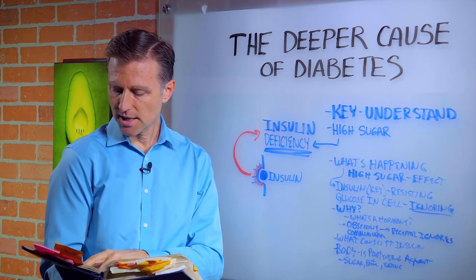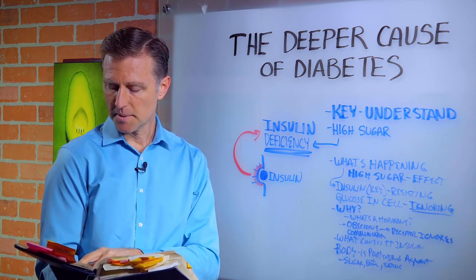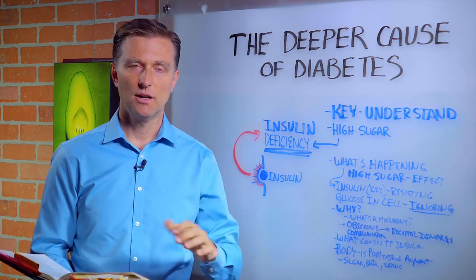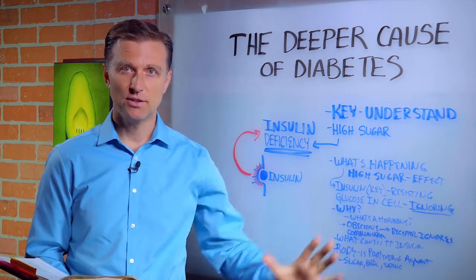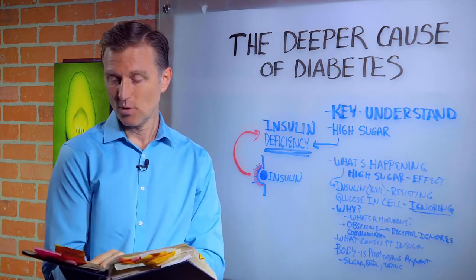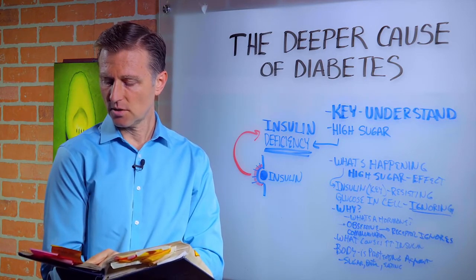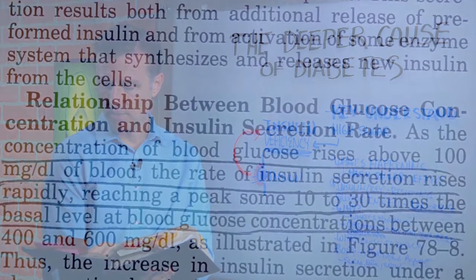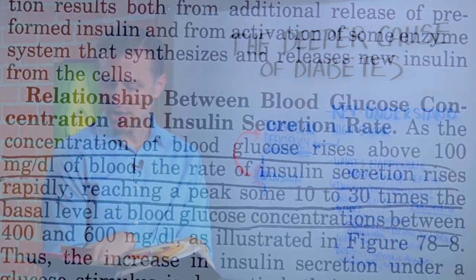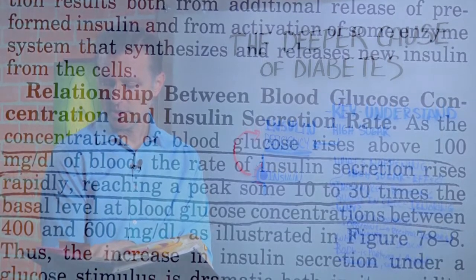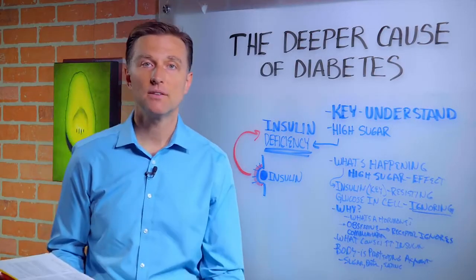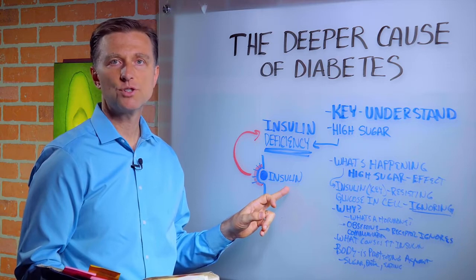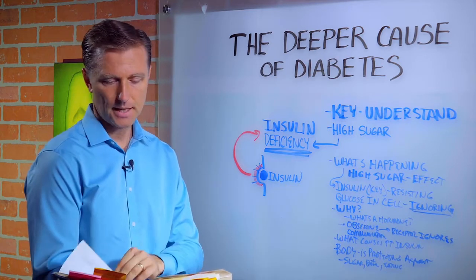Down here, it says, as the concentration of blood glucose rises above 100 milligrams per deciliter of blood, that's normal blood sugar. That's like 1 teaspoon of sugar in a gallon and a half of blood, your entire body of blood, okay? So 1 teaspoon. It says right here, as the concentrations of blood glucose rise above that, so that's like more than 1 teaspoon, the rate of insulin secretion rises rapidly, reaching peaks some 10 to 30 times the level of blood glucose concentrations. That's a tremendous amount of spike in your sugar, okay? So number one, what will cause an obsessive communication is glucose or sugar or carbs, mainly refined carbs. Okay, that's number one.